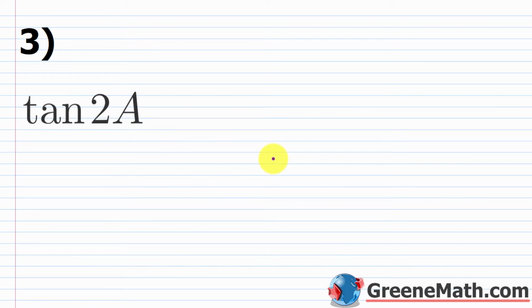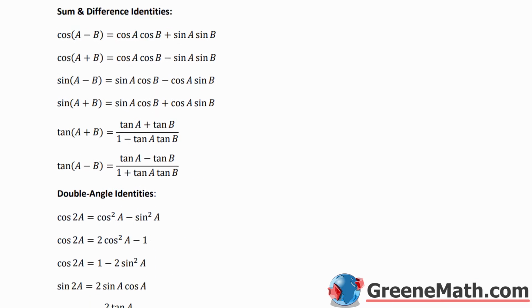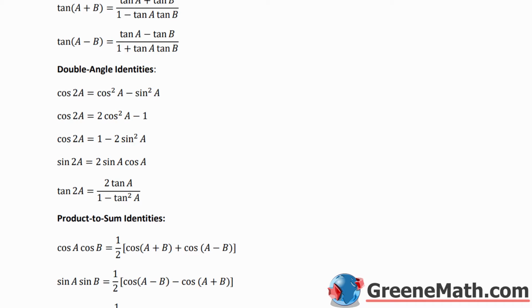Okay, let's take a look at problem 3. So we have the tangent of 2a. Let's go back to our handout and come down to this guy right here. So the tangent of 2a is equal to 2 times the tangent of a over 1 minus tangent squared a. So another real easy one to get. So just start out by saying this is the tangent of a plus a. And so this is equal to what? Use your sum identity for tangent.